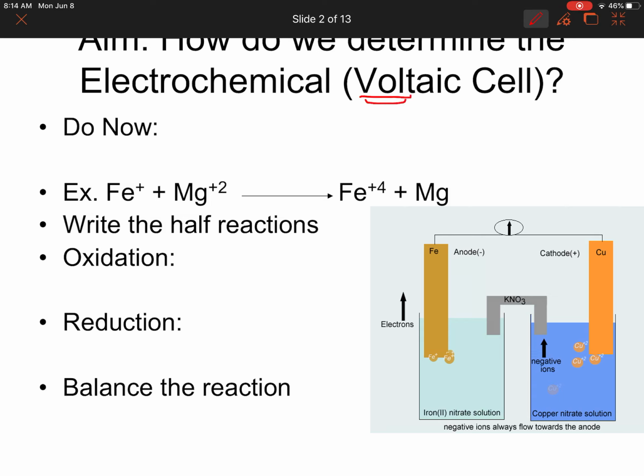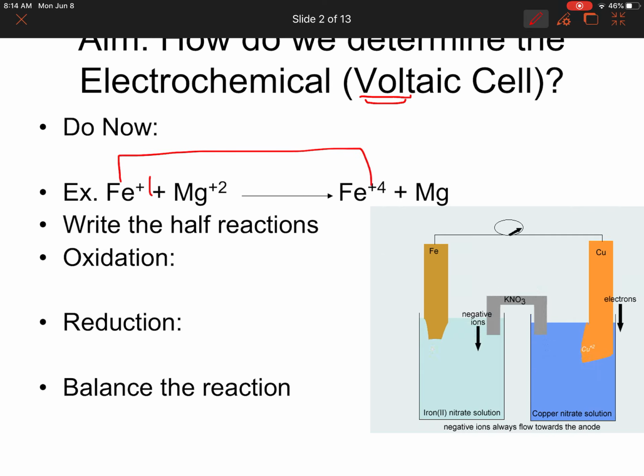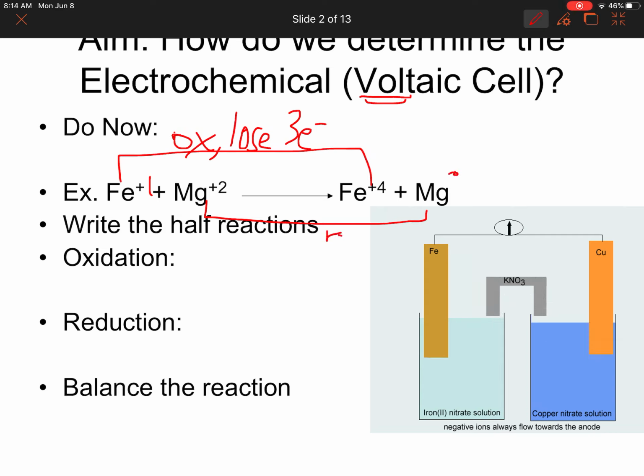All right, so let's see what's going on here to do now. Fe is going from +1 to +4. Now we learned that when the number goes up, what does that represent? Well, correct, that represents oxidation. So in this case, from the word oil rig, we lose, from 1 to 4, 4 minus 1 is 3 electrons. Magnesium is going from 2 to 0. That number is going down, reduction, gain, 2 electrons.